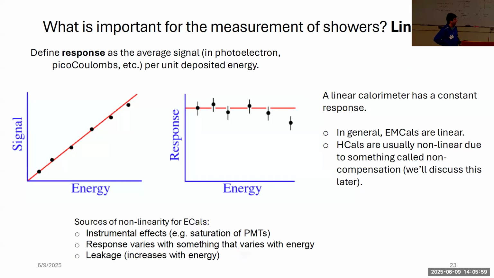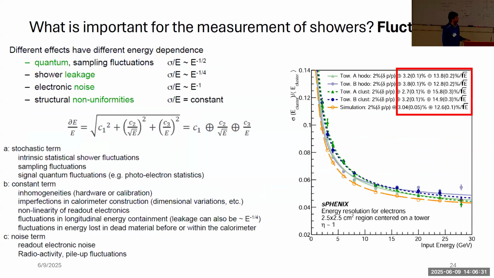Sources of nonlinearity for electromagnetic calorimeters include instrumental effects. For example, if your light collection device saturates because too many photons hit it, or if the response varies with something that varies with energy. What I mean by that is if there are differences in your signal depending on whether energy is deposited towards the back of your calorimeter compared to the front, or if there's leakage, then you will get some nonlinearity.